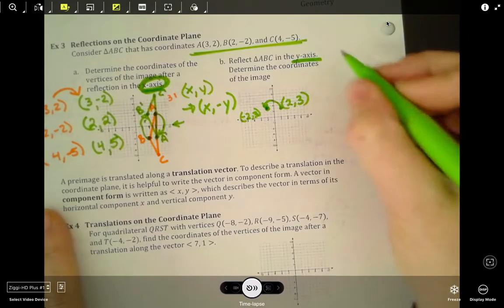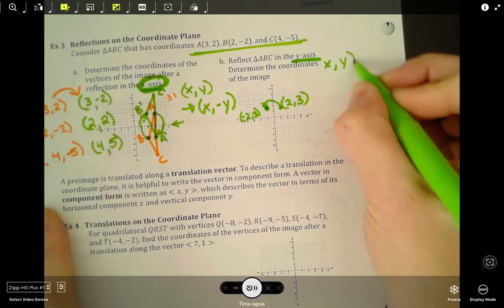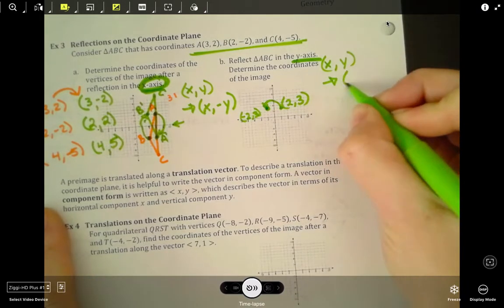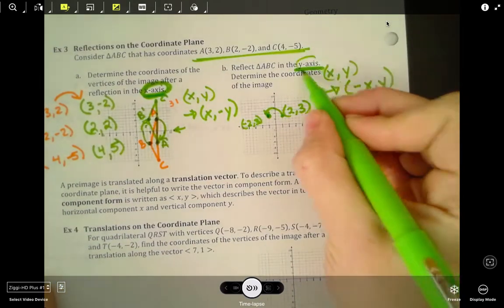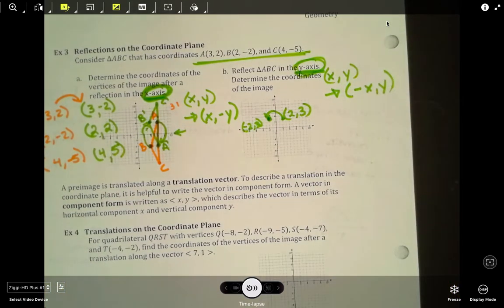The x becomes negative. So that rule is (x, y) becomes (negative x, y). Yep, that's that rule. So whichever one you're doing, the x or y axis, the opposite coordinate becomes negative.